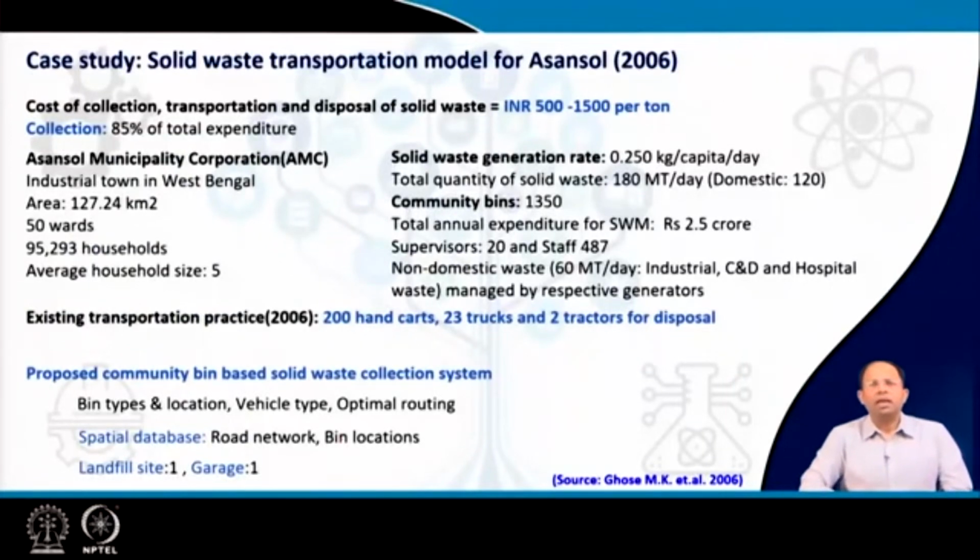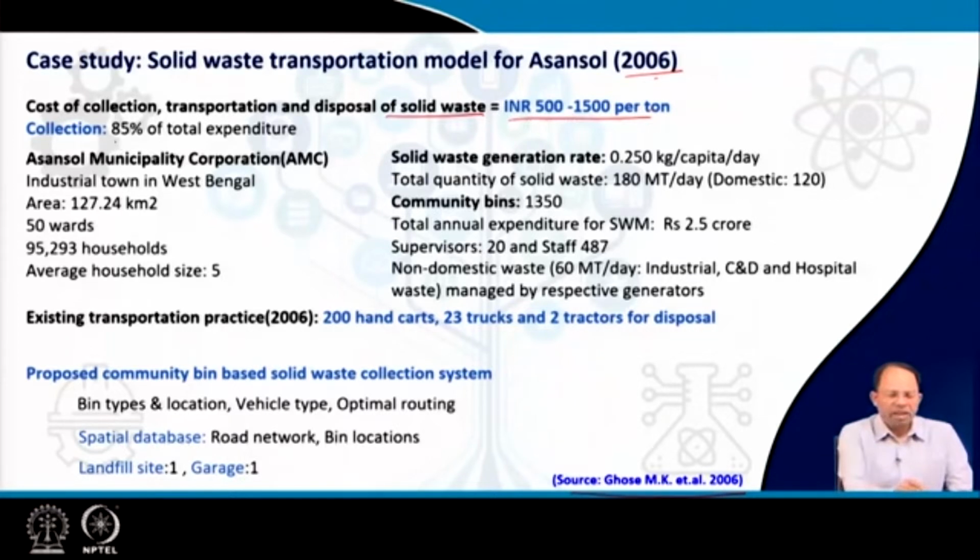So, as we have discussed earlier, solid waste collection is the costliest phase of the overall municipal solid waste management system. As estimated in this particular study, the overall collection, transportation and disposal of solid waste in India, of course done for the year 2006, a little bit older data, ranges around INR 500 to 1500 per ton. And out of that, 85% of the total expenditure actually goes for the solid waste collection system.